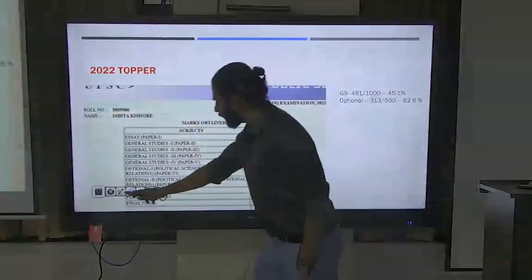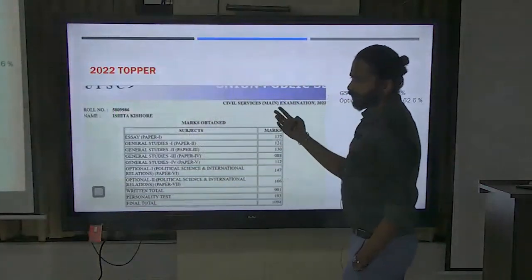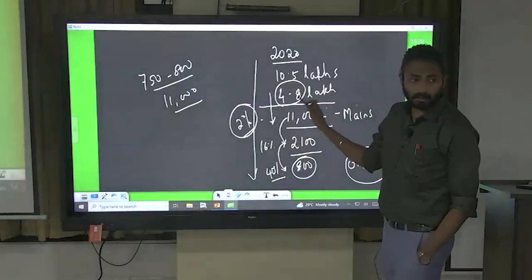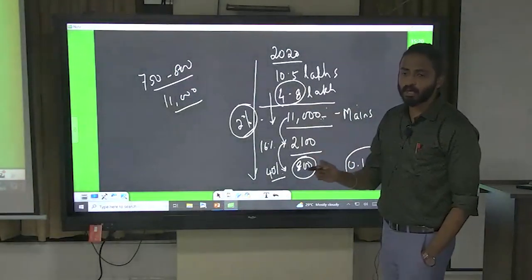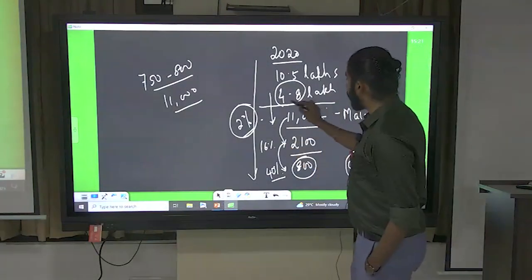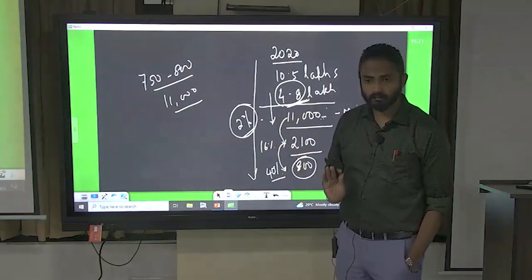Every year they will butcher some GS papers. So you don't have to compete with everybody. You have to compete with the cream, right? You don't have to get the best marks. Here you have to clear the cutoff, right?